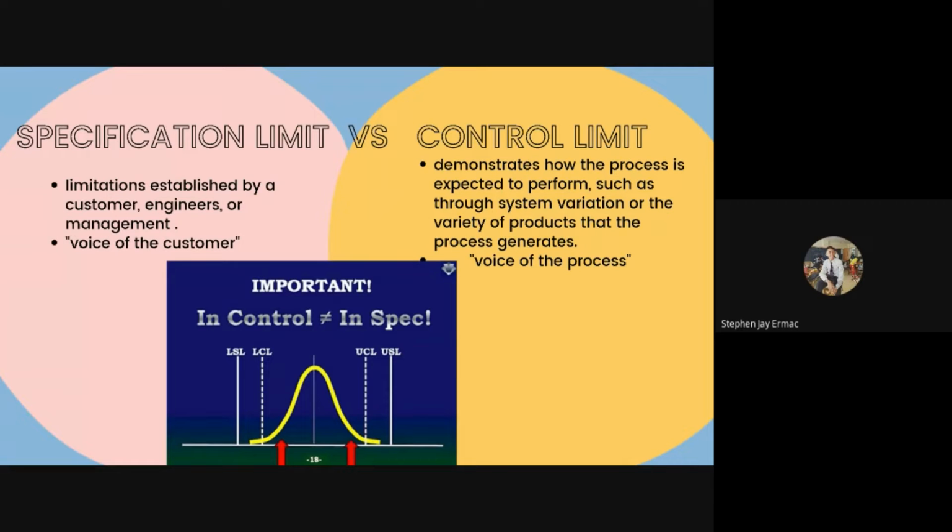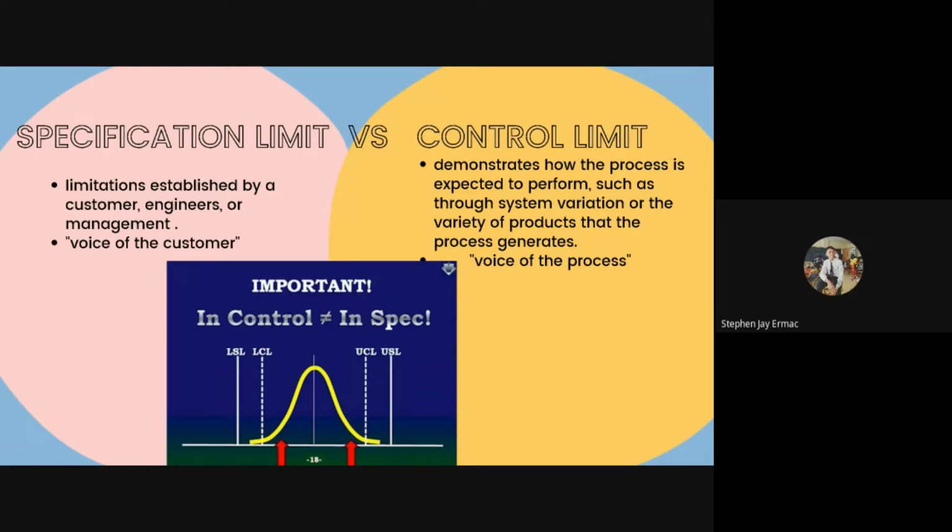So let's move on to specification limit versus control limit. When we say control limit, it is the limit of variation that is expected from a process and is said to be in statistical control. When we say statistical control, it means that only common cause of variation exists and no special cause of variation is present. Such processes show consistency in their performance over a period of time. It is also calculated from the process itself and shows how the process is performing, and is also referred to as the voice of the process.